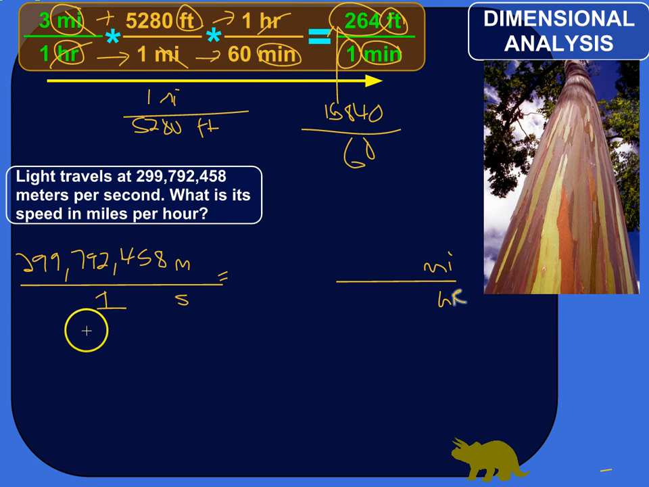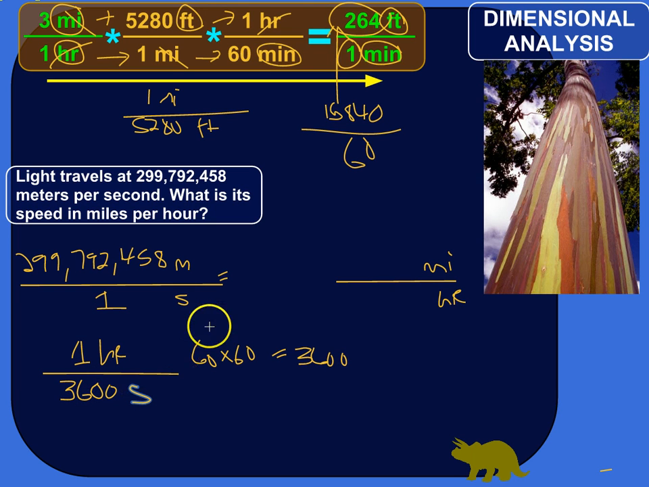seconds. And in fact, we need to convert between seconds and hours. So let's just start with 1 hour and think about this logically. 1 hour has 60 minutes, and each minute has 60 seconds. So 1 hour is going to have 60 minutes times 60 seconds. So 1 hour has 3,600 seconds. So that's a conversion factor.